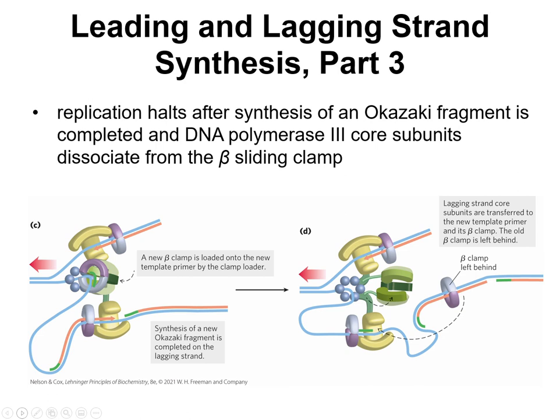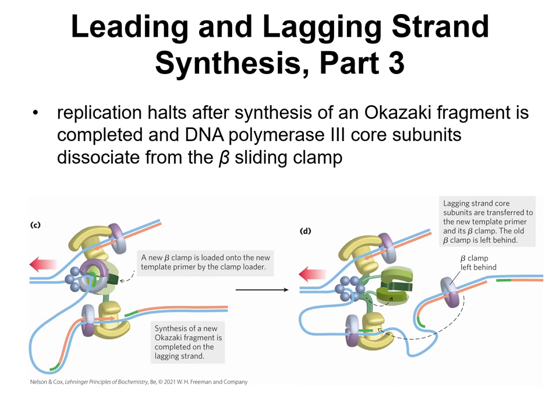Replication halts after you make an Okazaki fragment, and DNA pol 3 dissociates from the beta sliding clamp. So after a segment is made, the clamp is left behind. And so the old clamp is left, and you're able to synthesize a new fragment with the core complex that left it behind. So that's why we have kind of those two.